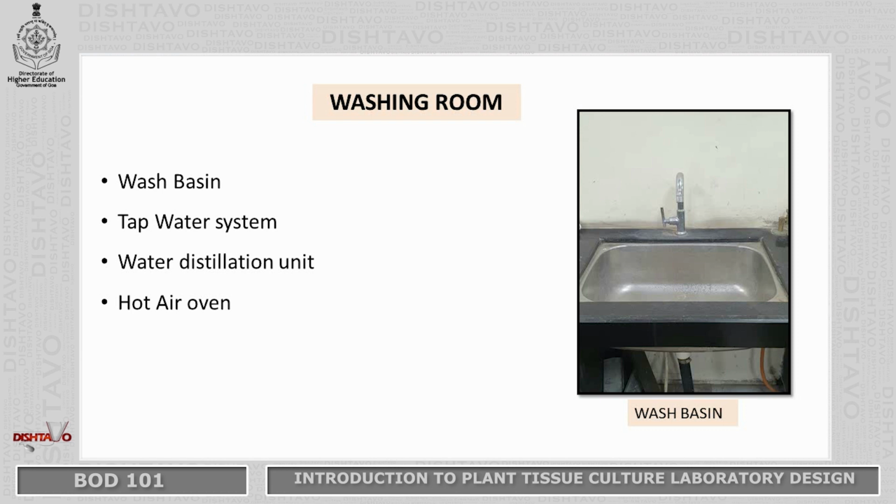And fourth we have the hot air oven, in which we keep all our washed glasswares for drying. Before we keep the glasswares for drying, we ensure that the glasswares are washed properly. For washing, the glasswares are soaked in a detergent overnight, and then they are washed thoroughly with tap water, and then they are rinsed with distilled water, and then they are kept in the hot air oven at 150 to 200 degrees Celsius for 1 hour.